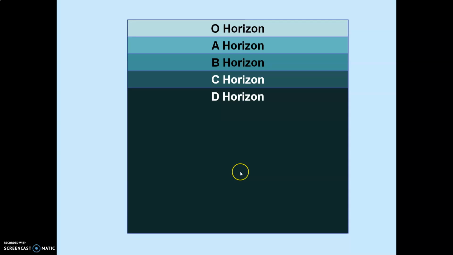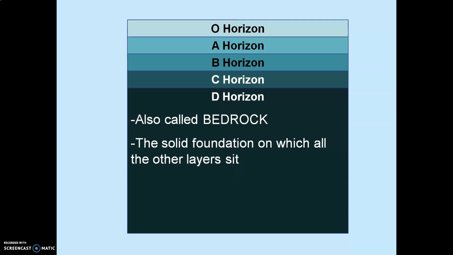And finally, we have the D horizon. Lately, I've been seeing the D horizon also referred to as the R horizon. I'm not quite sure why, but for our purposes, we're just going to stick with D horizon. This is also called bedrock. Now, we're very familiar with the idea of bedrock because that is the layer that we want everything to sit on. And that's what this does. It's the solid foundation on which all the other layers sit. It has absolutely nothing to do with soil fertility.